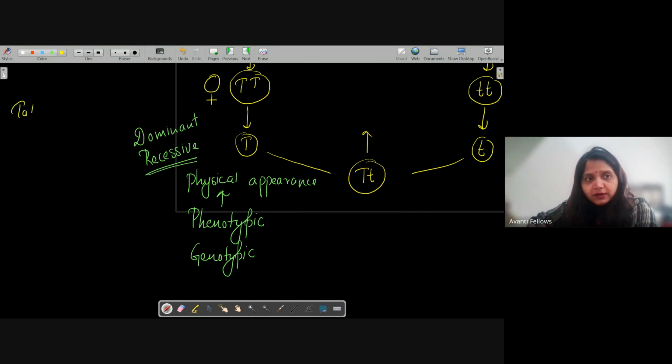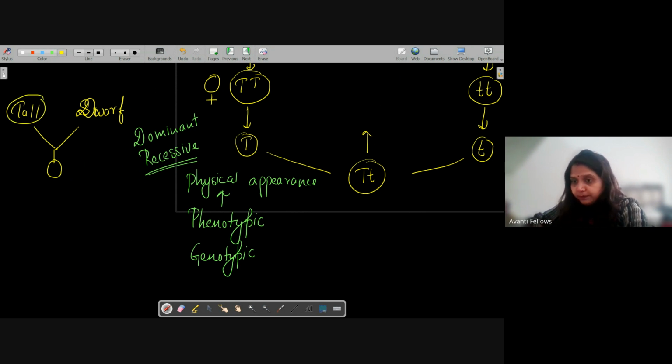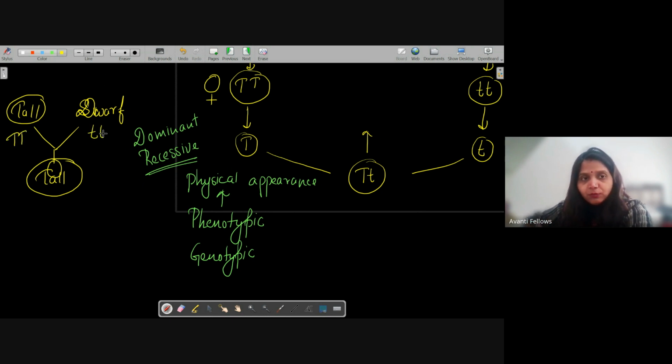If we are crossing a tall plant and a small or dwarf plant, then in the F1 generation, that means the first generation, the resultant will always be tall. Why so? Because it is the dominant character. Dominant means which is going to appear first. The gene of that particular trait will be occurring here, capital T and small t.